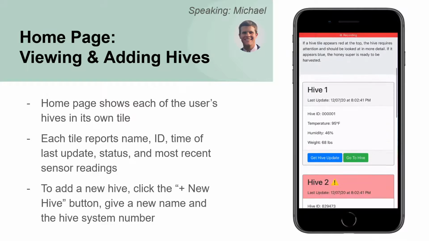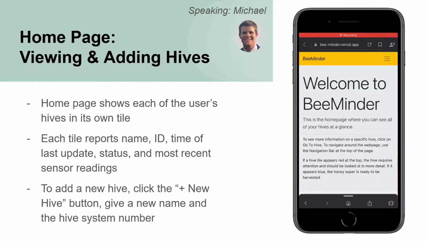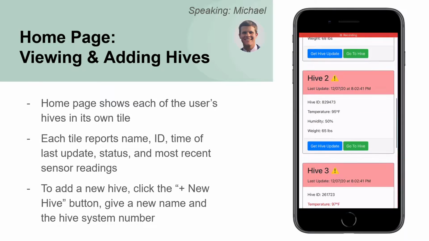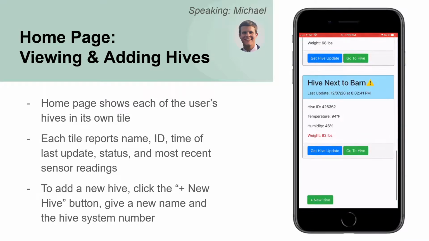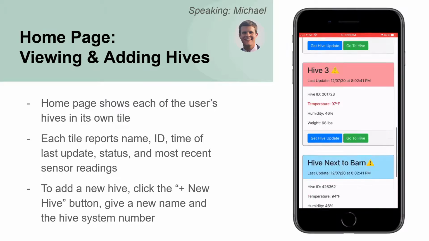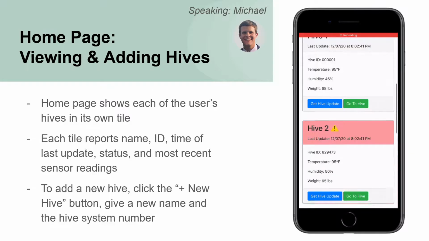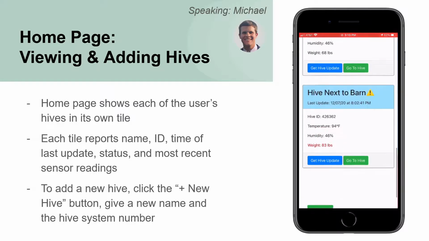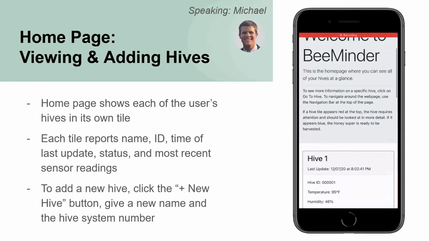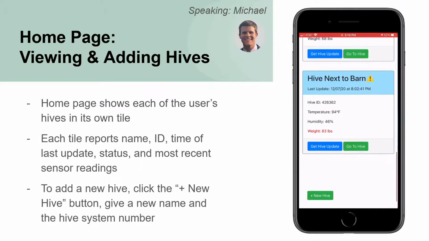Here, we can see a user's homepage. This video was taken directly from the app that is currently deployed and running, and it is exactly how it appears on an iPhone. The app also works on a desktop computer, but for this presentation, the appearance on the phone will be shown. On the homepage, the user can see all of their hives in their own tiles. Each tile shows the hive's name, identifier, the last time the data was updated, its current status, indicated by the color of the tile header, and the updated readings from the temperature, humidity, and weight sensors.